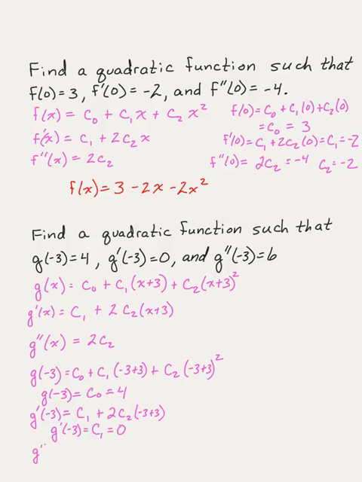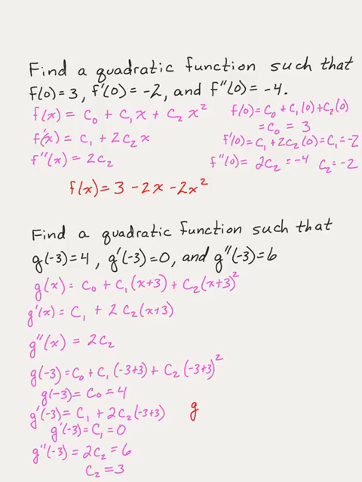And finishing out the second derivative here at -3 is just 2c sub 2. There is no x value to substitute the -3 in. And we knew from above the second derivative is equal to 6, which means c sub 2 is equal to 3. And we can piece this all together for our equation.